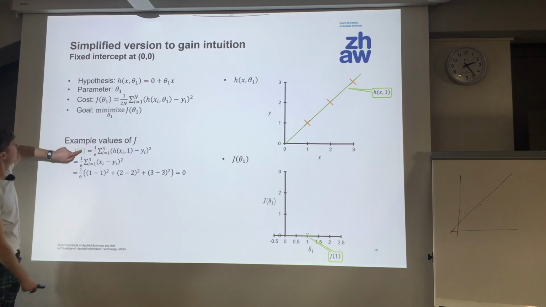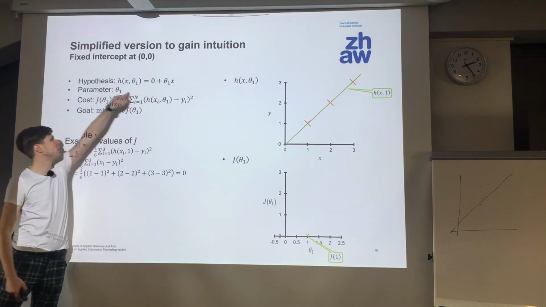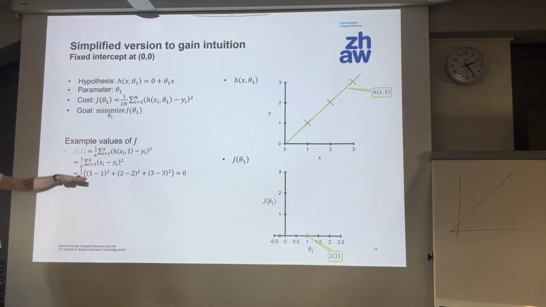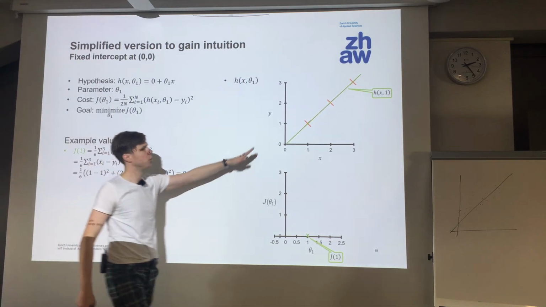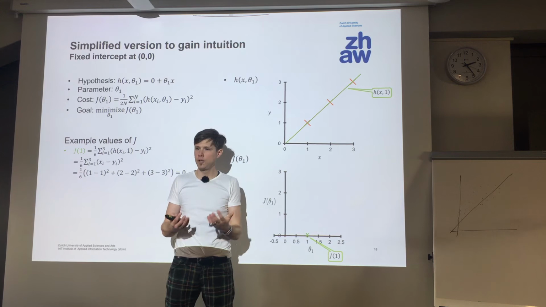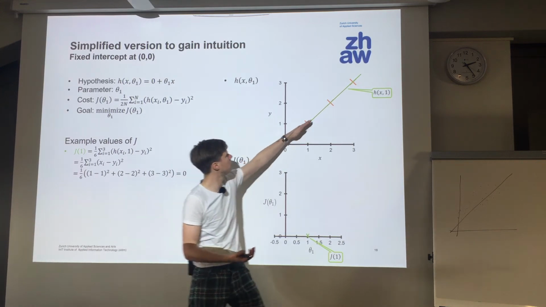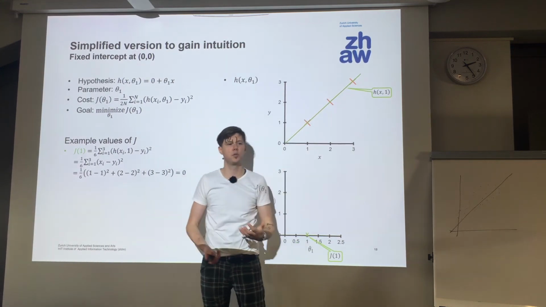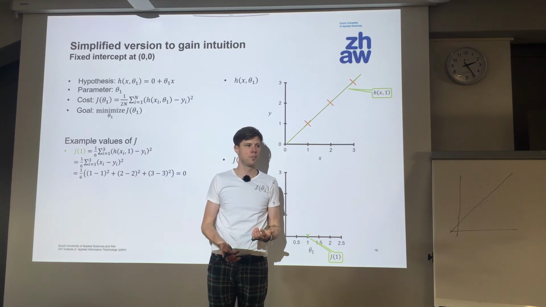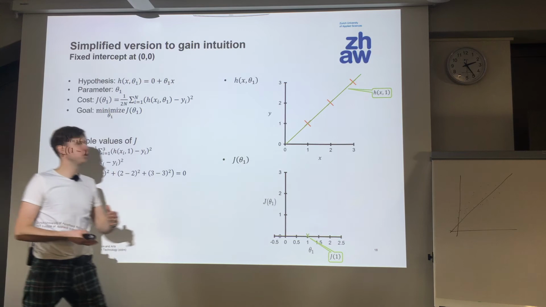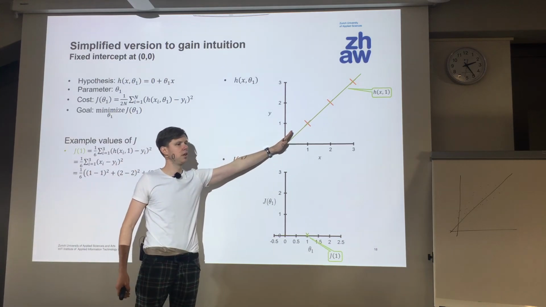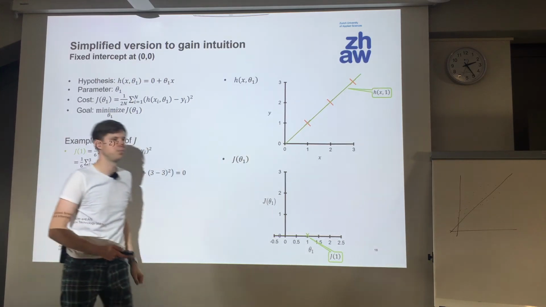Basically, we just plug in the 1 here and do the math with this formula, which turns out the cost is 0. The cost is 0, which fits very well with our intuition. It goes through all the points. The error is 0. It works very nicely. So this cost function really captures our intuition that this is a perfect function for these 3 data points.